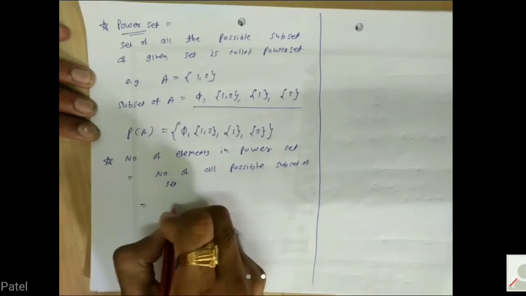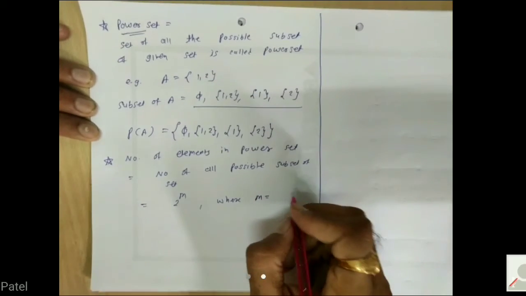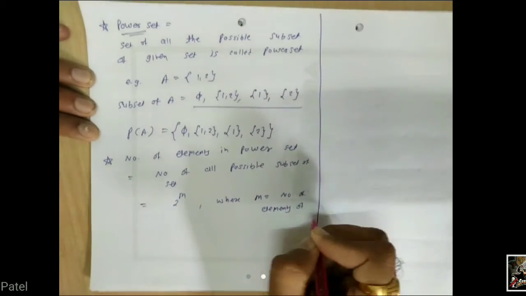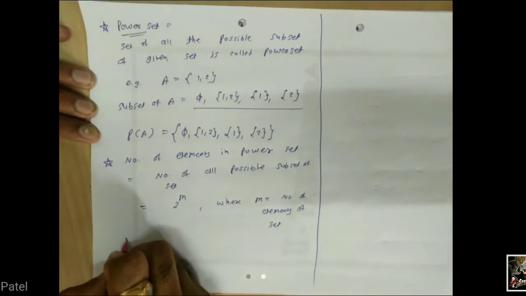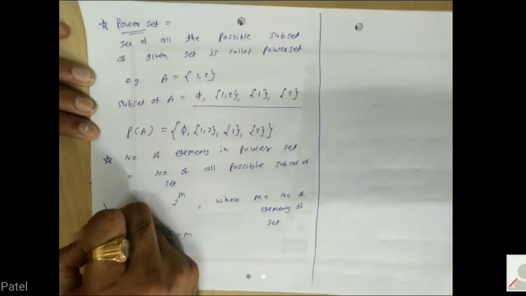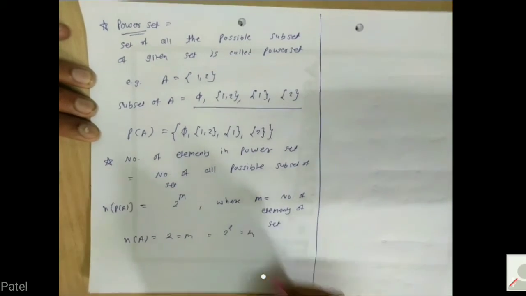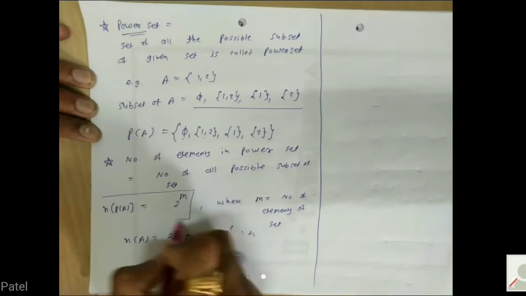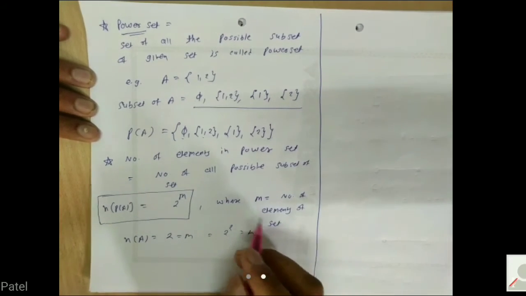So for that, one formula is there. The number of elements in a power set is equal to 2 raised to m, where m is the number of elements of the set. For example, in our set A, the number of elements in set A is 2, so this is our m. So the number of elements in the power set of A is equal to 2 raised to 2, and that is equal to 4. So a total of 4 elements are there. Clear? So the number of elements in a power set is equal to 2 raised to m, where m is the number of elements in a set.